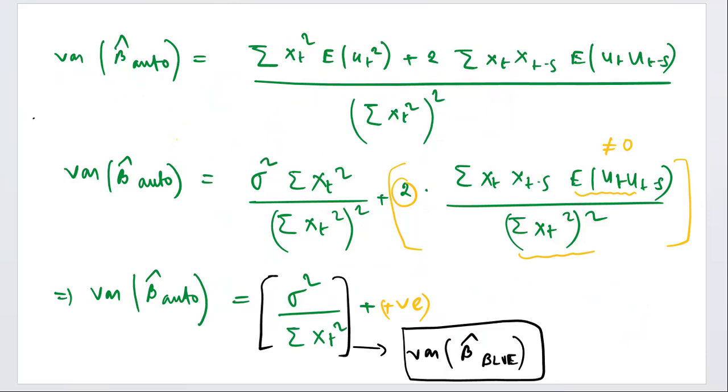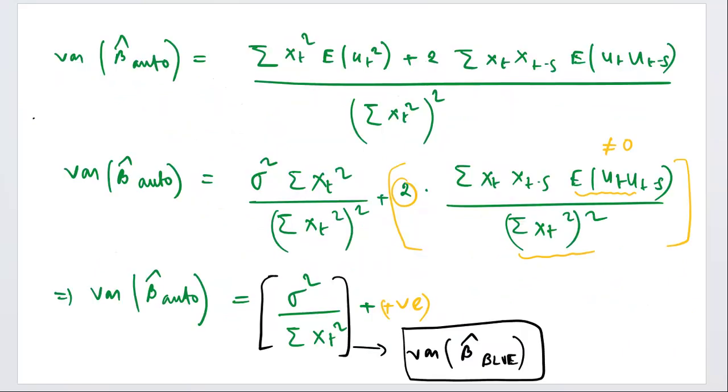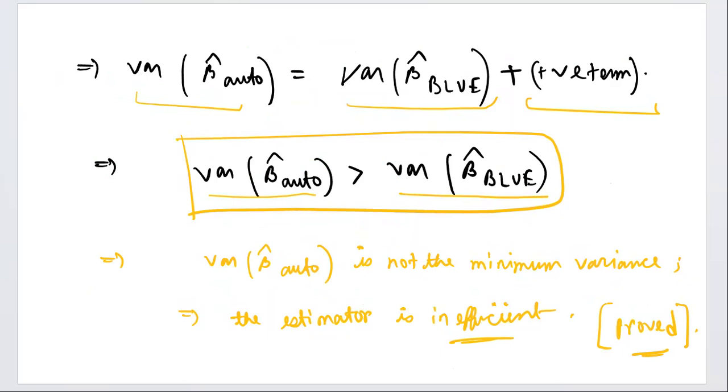What we have shown here is that the variance of beta cap auto is the variance we obtained under BLUE plus some additional term. You might solve it a little further or may not. This term will be a little messy and you will not get any concrete form. So you have an additional term which tells you that the variance of beta cap auto exceeds the minimum variance, which basically means the estimator is not BLUE, or it is inefficient. I hope you got this process.